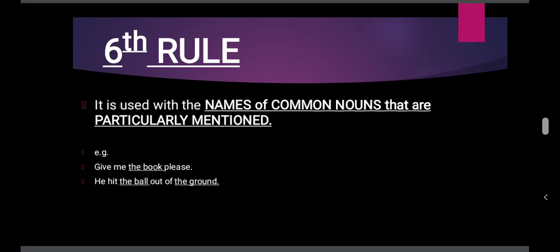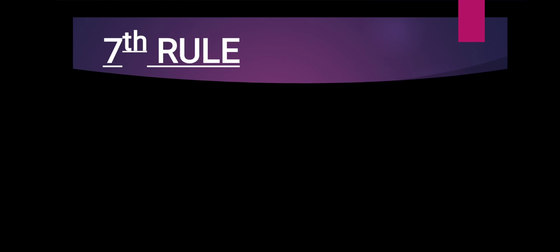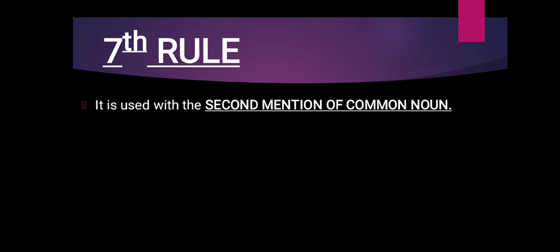And then comes the final rule, rule number 7. This rule says that the definite article is used with the second mention of a common noun. There are certain writings or speeches when we use a common noun at first, and then we want to refer to that common noun that has become particular with reference to our speech or writing. So whenever we mention that common noun again, we'll use the definite article "the" with it.